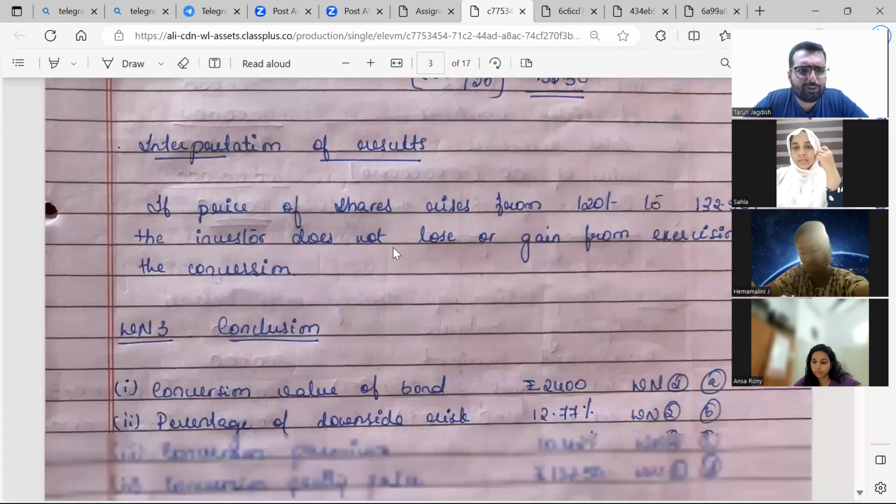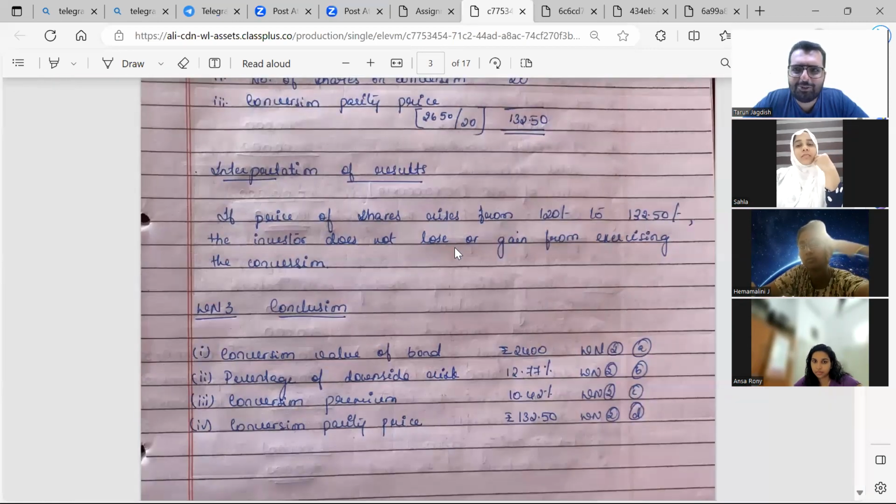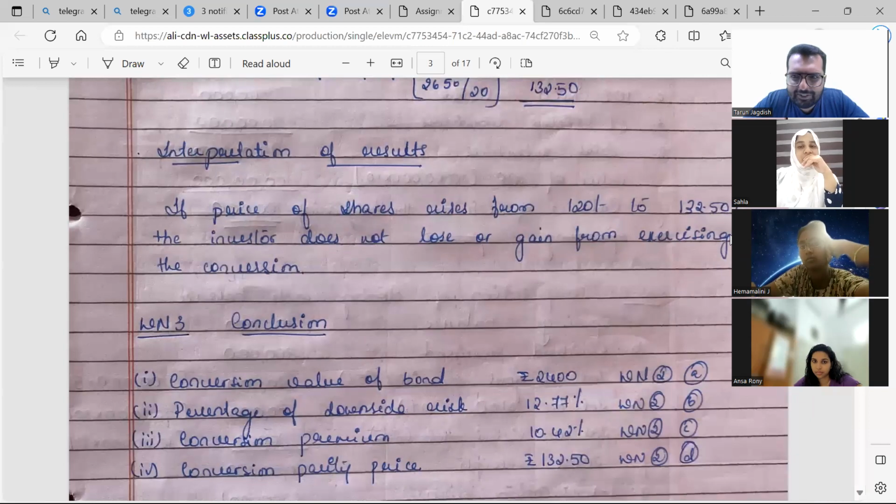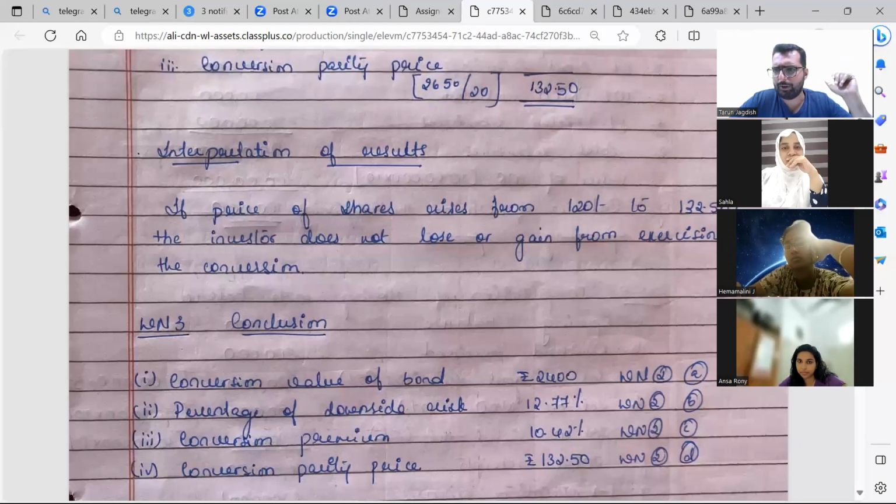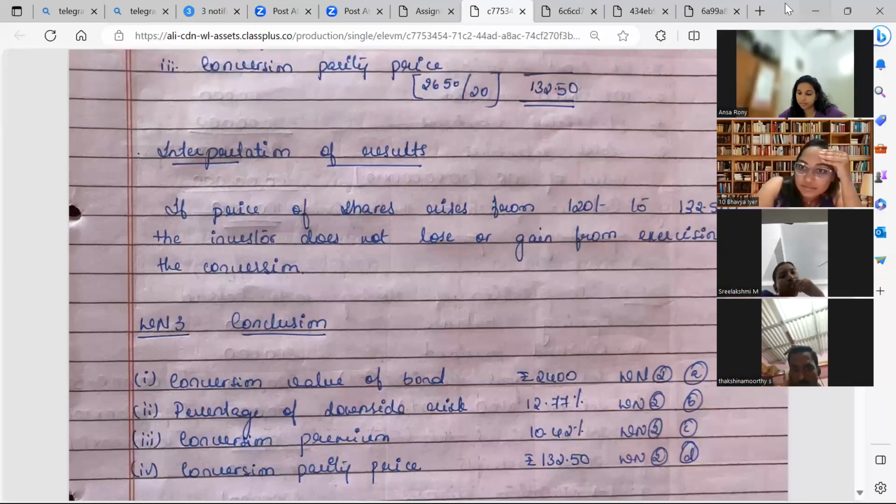Interpretation of results. That is too much, Bhavya. I don't think you'll have so much time in the examination hall. You don't need to write extra. What is required, just write that and you can stop because we have other answers also to cover here. Okay. Perfect. Excellent. Anyways, written well.